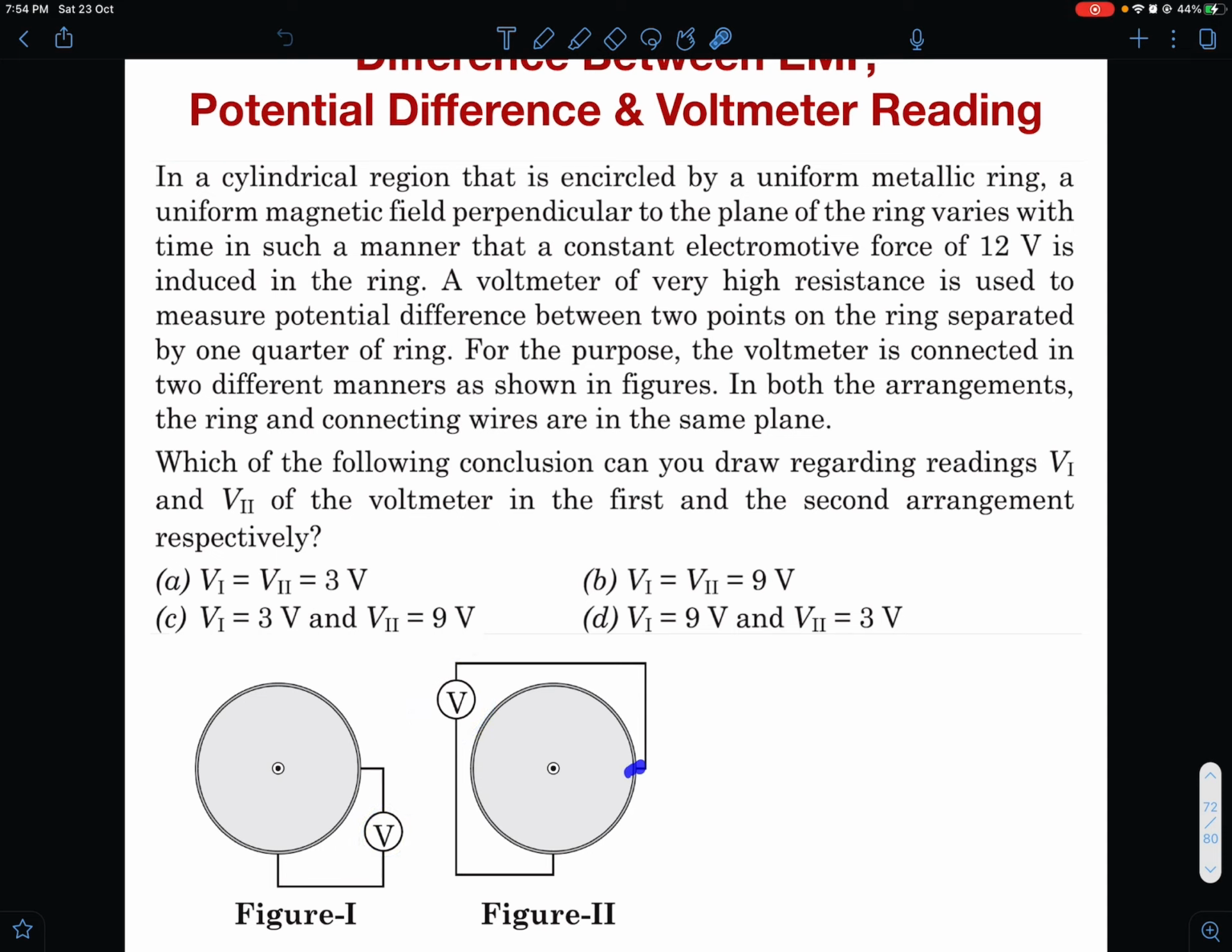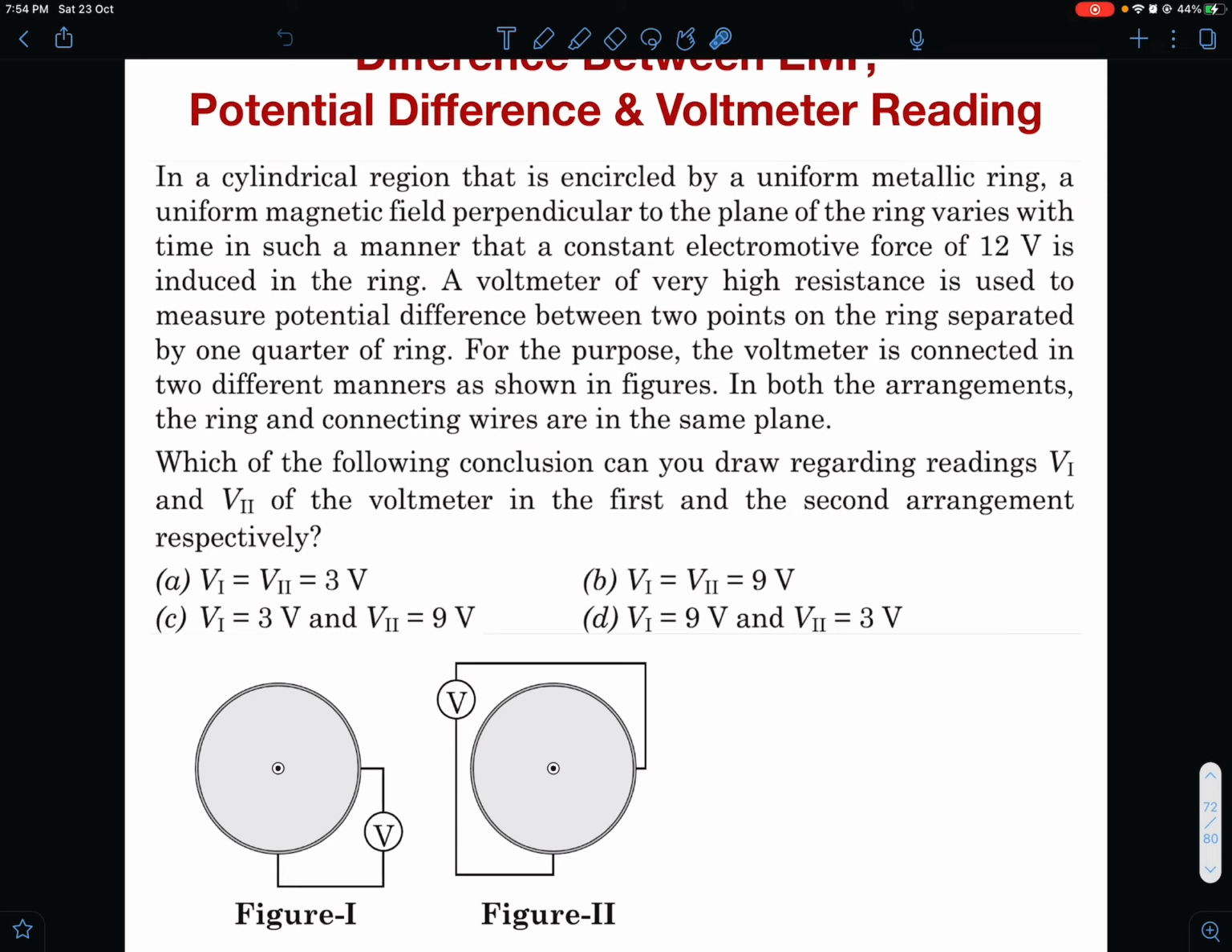Many students might be wondering, we have connected the voltmeter across the same points, so how is it that possibly the readings of the voltmeter can be different? That seems to be very mysterious, and we are going to end that mystery in a short while from now. So let me read out the complete question.